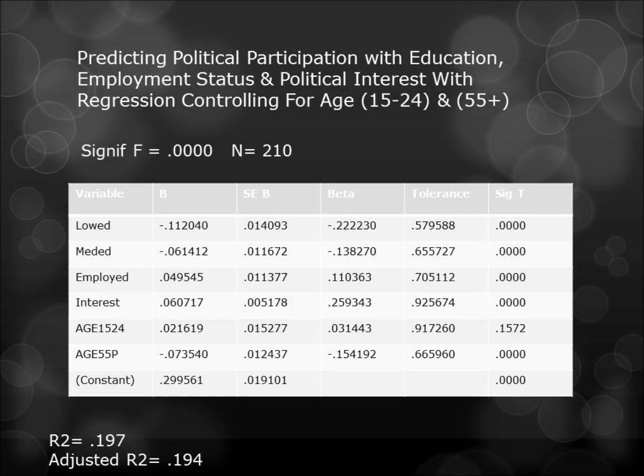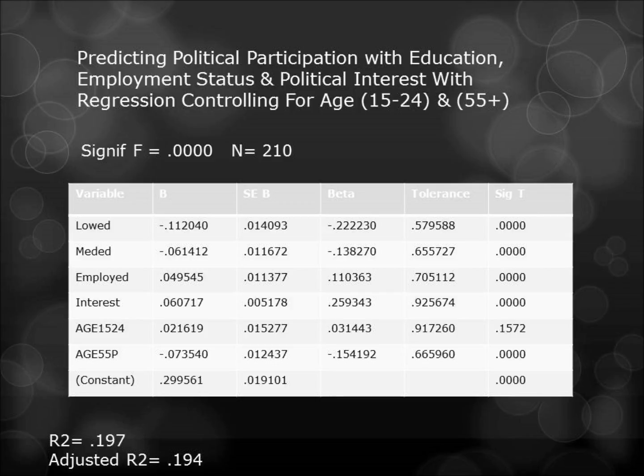Many similarities can be seen between the original regression and the control table. The B-value for low education decreased just slightly to 0.11, and the B-value for employment status also decreased by just over a third. The B-values for medium education and political interest still remain highly insignificant due to their weak B-values, and their B-values remain almost the same.